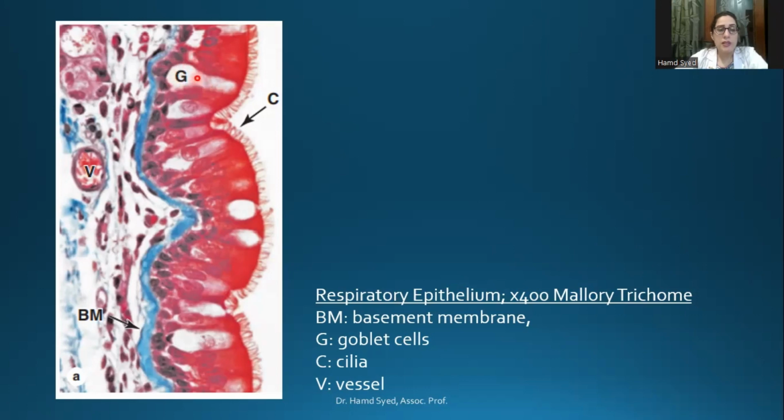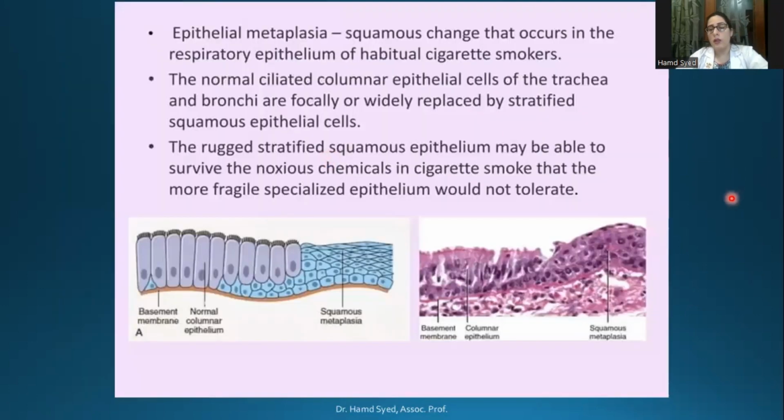It typically contains mucinogen granules, which when released onto the luminal surface become hydrated and transformed into the mucus. So let's look now at a clinical condition known as squamous metaplasia. I'm going to discuss this side by side along with the basic histology.